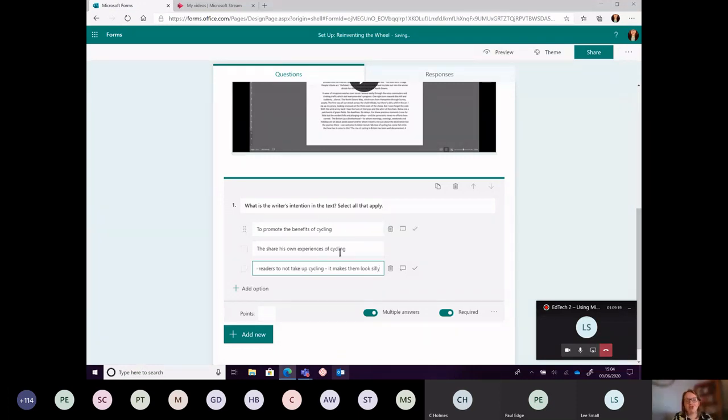Okay, so there's just a couple of options. As you can see here on the right hand side, you can delete a response, you can display a message to respondents who select this answer, and you can mark which ones are correct. So this one is correct and that one is correct.